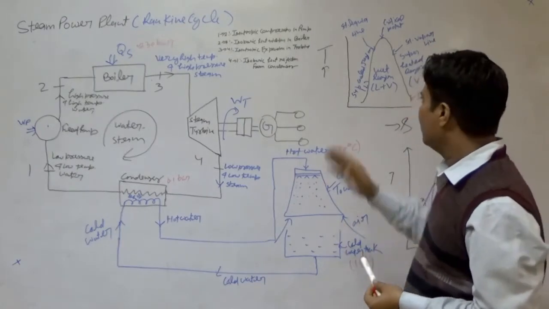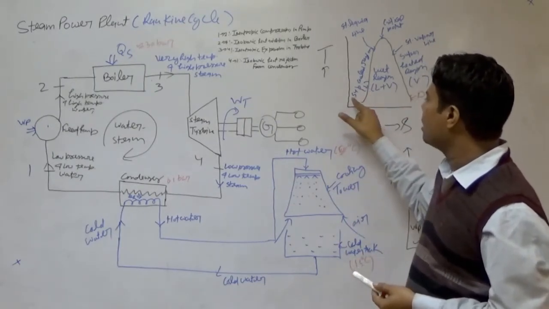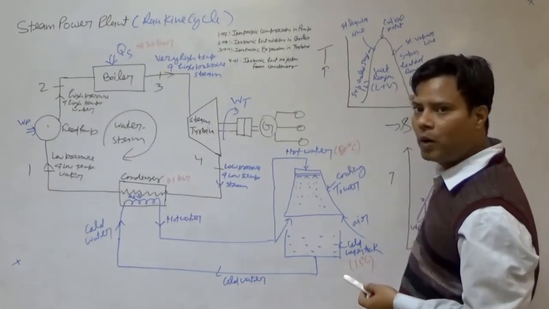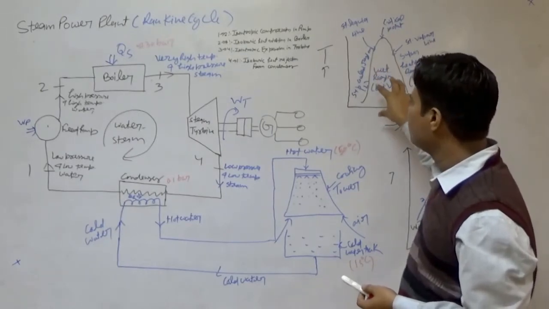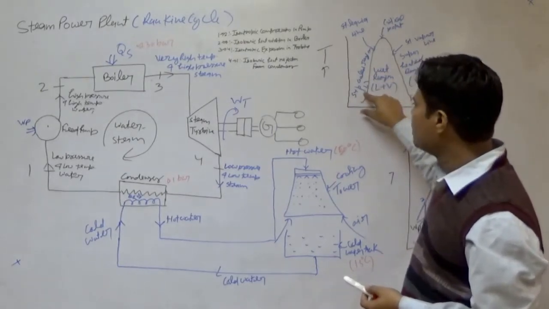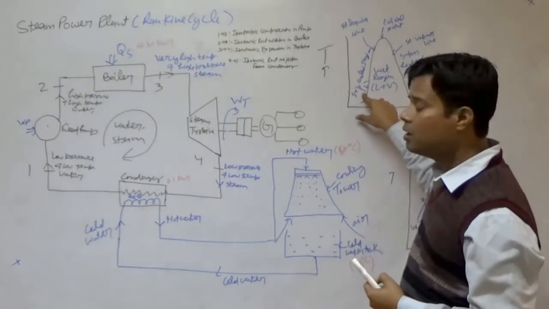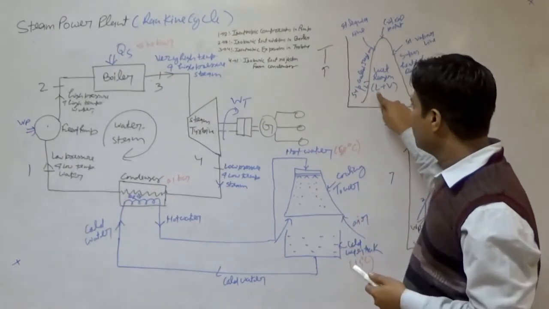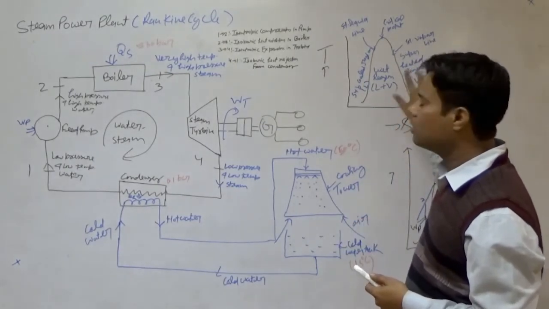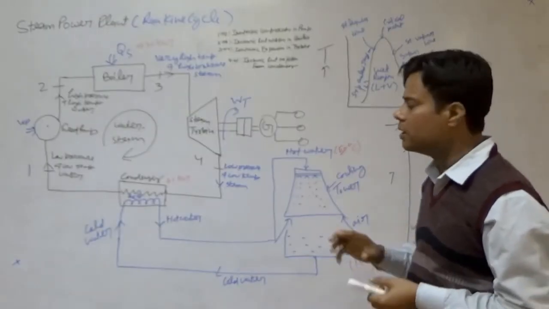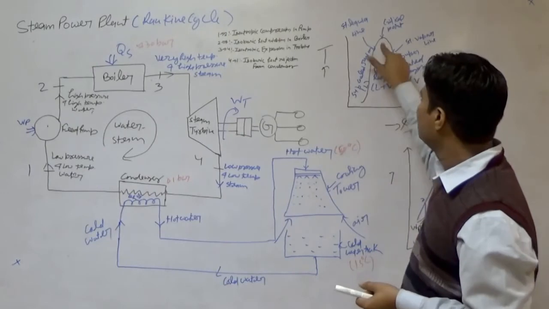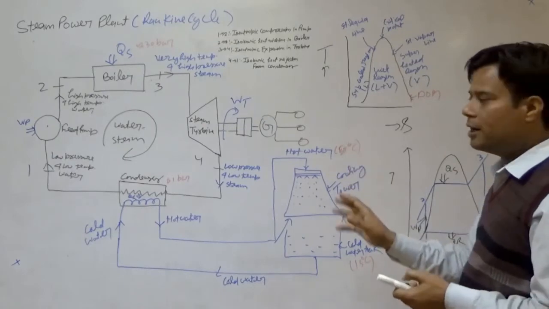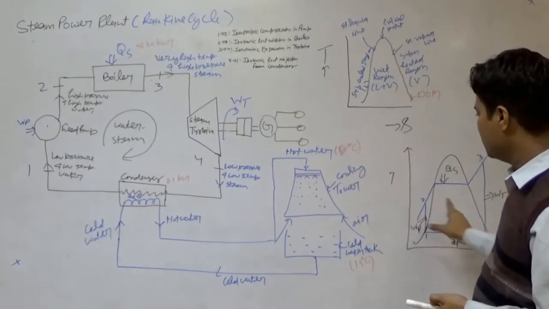In the dome, on the left hand side there is a subcooled region, and on the right hand side there is a superheated region, and inside the dome is known as the wet region. The subcooled region is the pure liquid region, that's why we write L. The wet region is a combination of liquid plus vapor, that's why we write L plus V. The superheated region is the pure vapor region, so we use V. And this point is the critical point. We are understanding this steam power plant on this TS diagram.